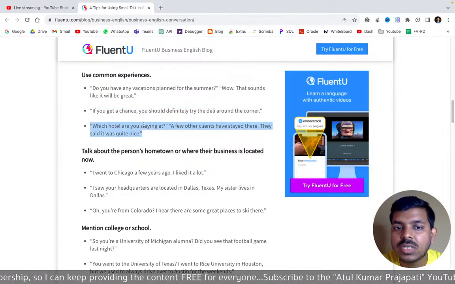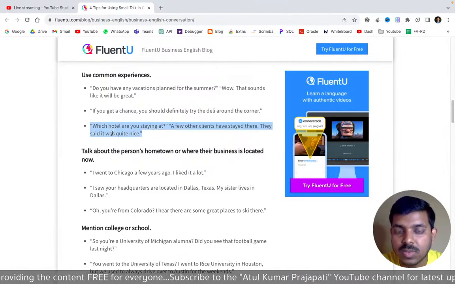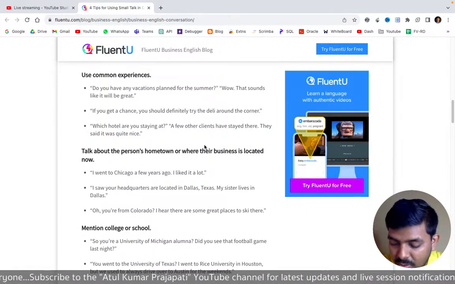Next, which hotel are you staying at? A few other clients have stayed there. They said it was quite nice. So once again, the third person is trying to recommend it to someone upon hearing the reviews by other people.